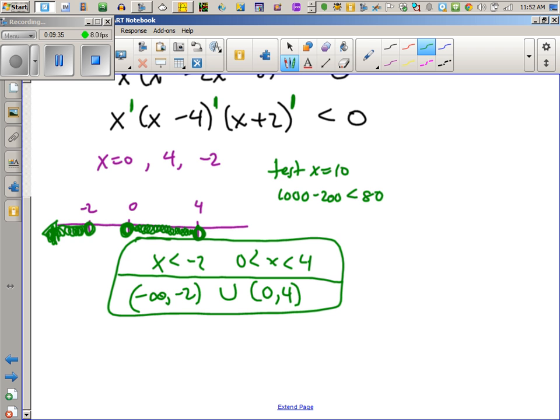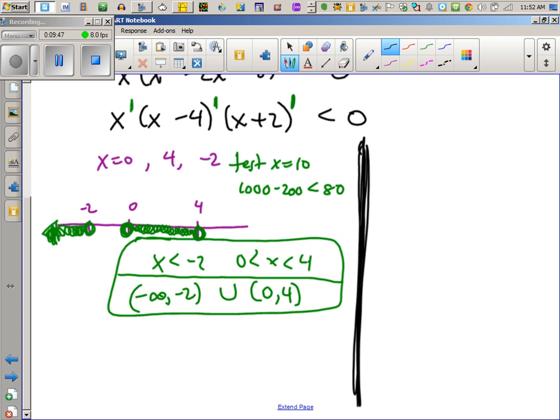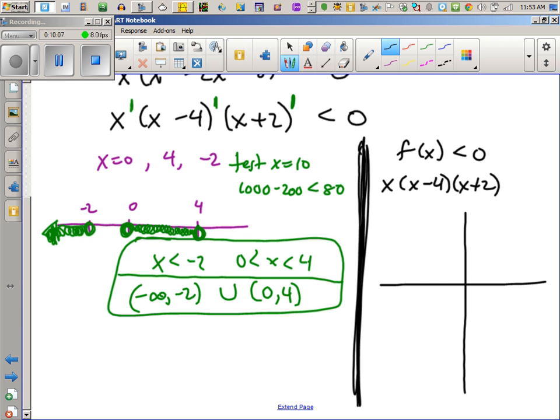Okay, there's a totally different way of looking at this. And it would be really good to see both ways together. So here's a totally different approach. You look at this and you say, this is like an f of x is less than 0 problem. Right? The function is clearly x times x minus 4 times x plus 2, which is obviously a cubic. And you can actually sketch the full polynomial. What does this cubic look like? Well, it has one x-intercept here at negative 2, there's one at 0, and there's one at 4.